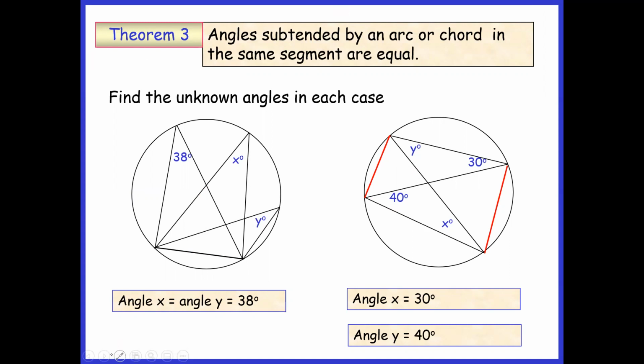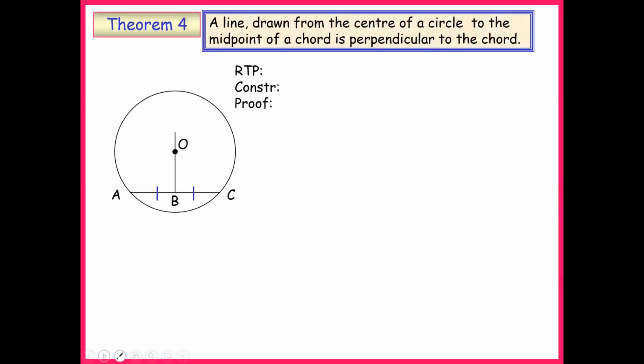Okay, we're going to move on to another theorem that you've done. This theorem, some of you call it the chord theorem. A line drawn from the center of a circle to the midpoint of a chord is perpendicular to the chord. So what is given? We have a center, and we see that B is the midpoint of AC, because AB is equal to BC.